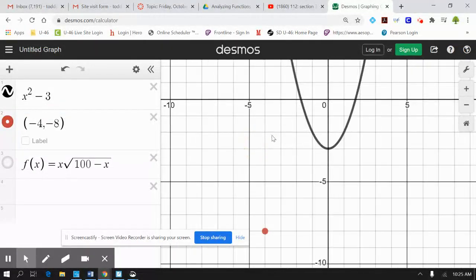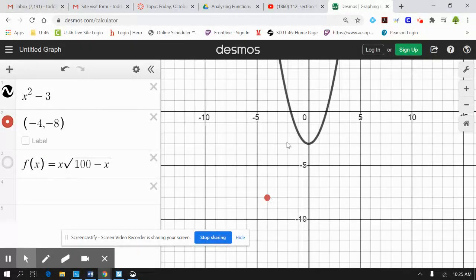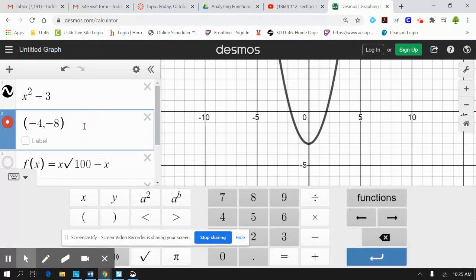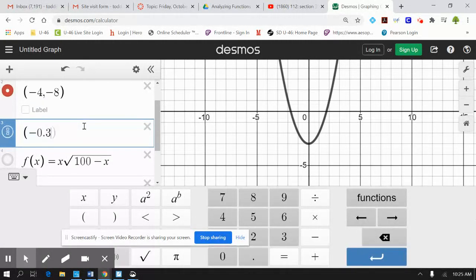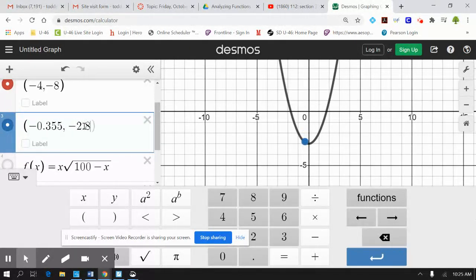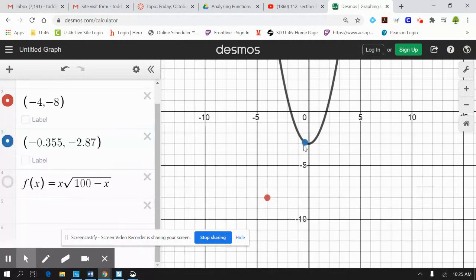So here's my parabola. Here's -4, -8. This parabola has a ton of ordered pairs, but which ordered pair is closest to this? Do you remember the answer? It was negative 0.355, negative 2.87. And check it out. That looks pretty convincing. This ordered pair, not only is it on the parabola, but it is the closest ordered pair on that parabola to this point. Mathematically, we've shown that mathematically.